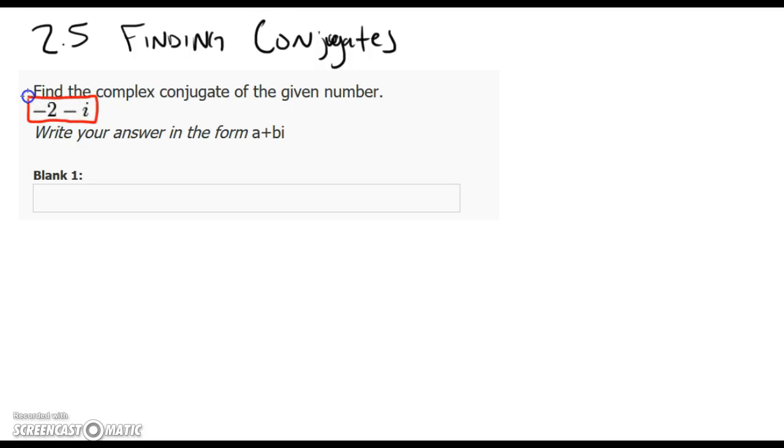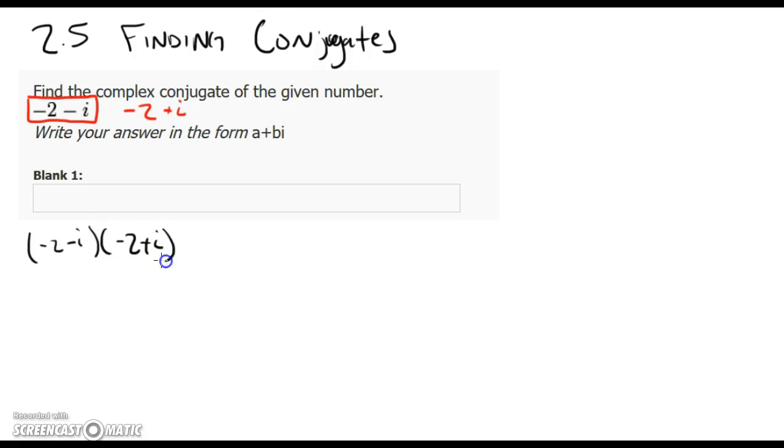So we begin with a complex number, -2 minus i. And it wants us to find the conjugate. Essentially the conjugate is the number that gets rid of all the i's, all the imaginary numbers. So in this particular example, the conjugate is -2 plus i.